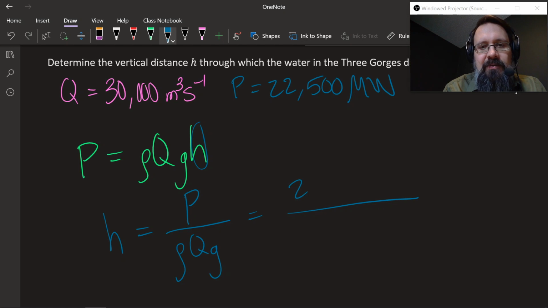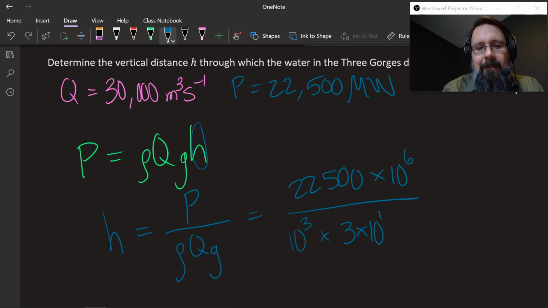So the power output is 22,500. These are megawatts, so we have to raise it to the sixth power. The density of water is just 10 to the third power. The flow rate was 3 times 10 to the 4. And then g, we'll just call that 9.8. And so if we throw all this in a calculator, I'll do it real quick.